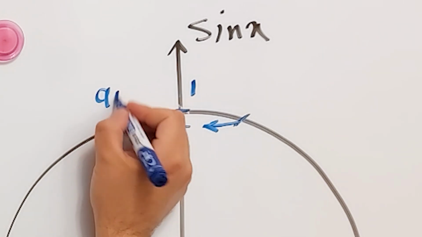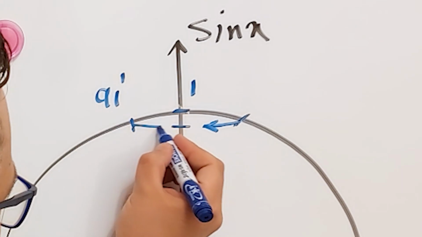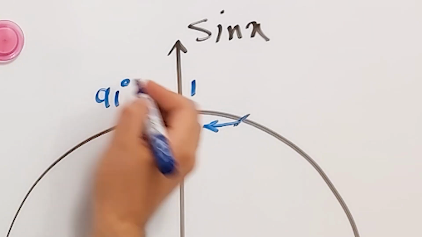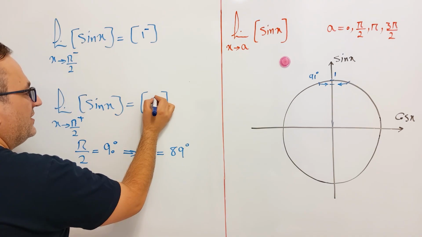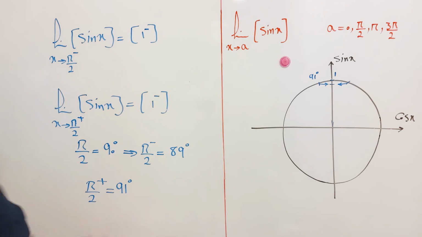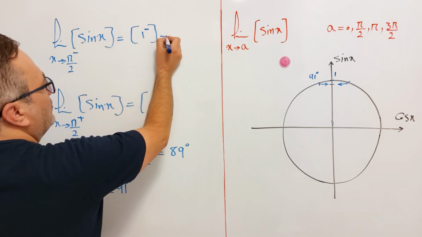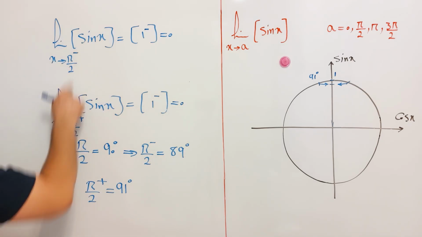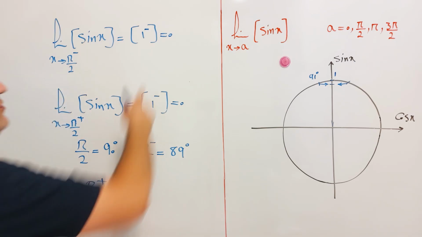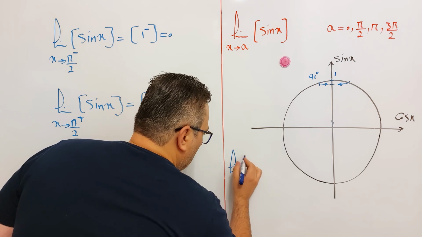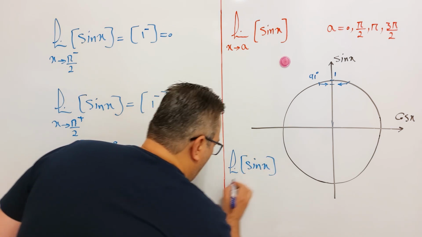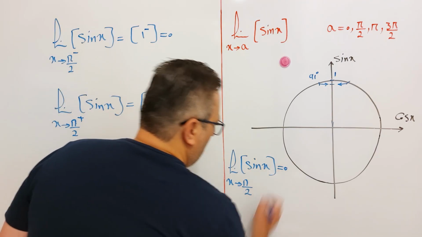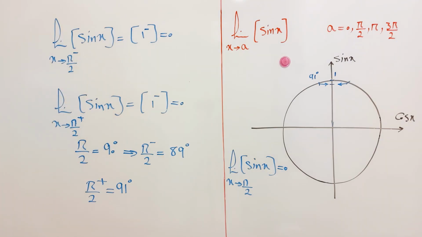And here is 91 degrees, and when you look at the sine axis, you can see sine of 91 degrees is less than 1. So here is less than 1. And we know that the floor of 1 from the left is equal to 0, and the right-hand limit and left-hand limit are both 0. So the limit of the floor of sine of x as x approaches pi over 2 is equal to 0.